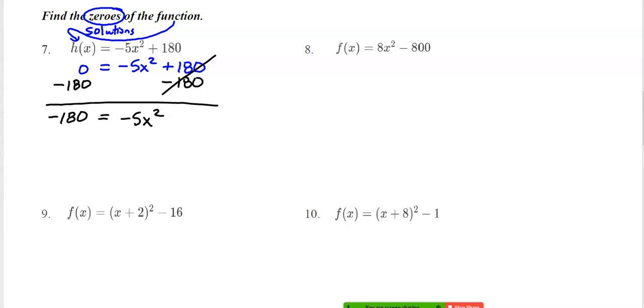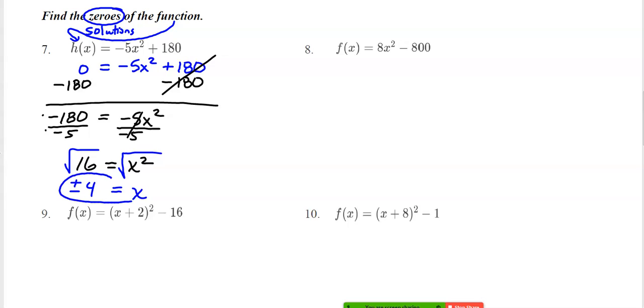And to get x squared all alone, I need to divide. Some kids add here. Be careful. You don't want to add. You want to divide by that -5. Divide by the -5. And what do we get? 5 goes in 18 3 times, so 16, positive, because a negative divided by a negative is a positive. And we got a nice little perfect square, so that when I take the square root, I get x. And when I take the square root, remember I get two answers. Positive, -4.